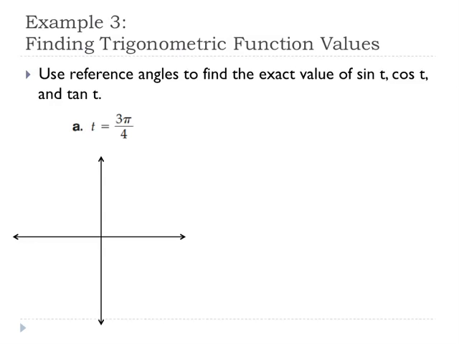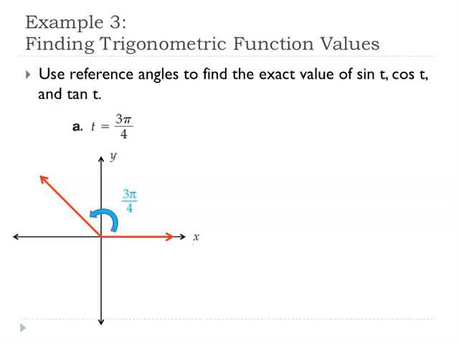Use reference angles to find the exact value of sine, cosine, and tangent of t, where t is equal to 3 pi over 4. Let's start by drawing this out. We need to know which quadrant it's in, first to determine what the reference angle is going to be, but also to determine whether the trig values are going to be positive or negative in that quadrant. 3 pi over 4 is 3/4 of pi, and pi is half of a rotation, so 3/4 of the way there. It looks like we're in quadrant 2.